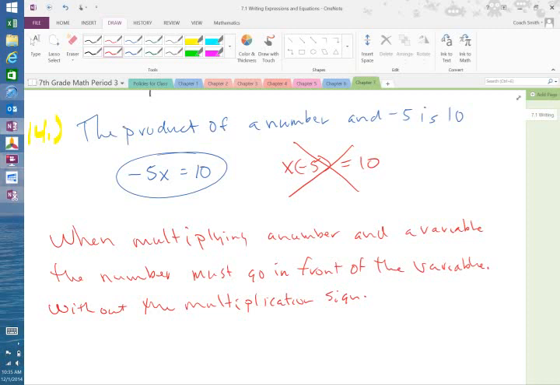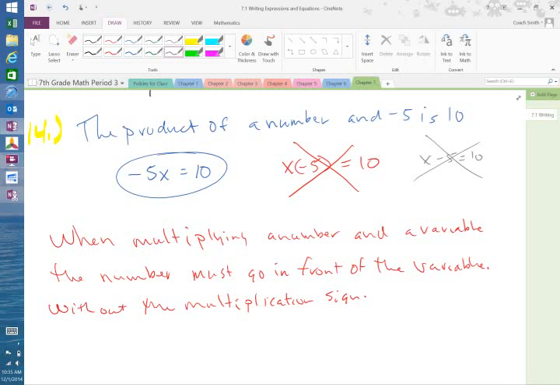Plus, the simple fact is, if we actually wrote it without the multiplication sign in it, then it looks like what? It's x minus 5. Another reason why we don't write it like that. But the number always goes in front of the variable when you're multiplying, every single time.